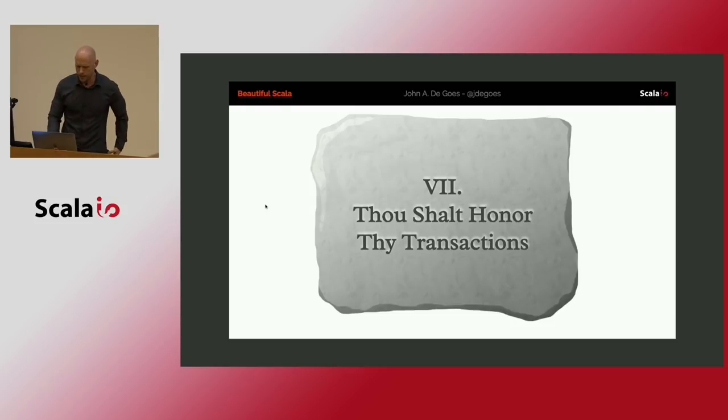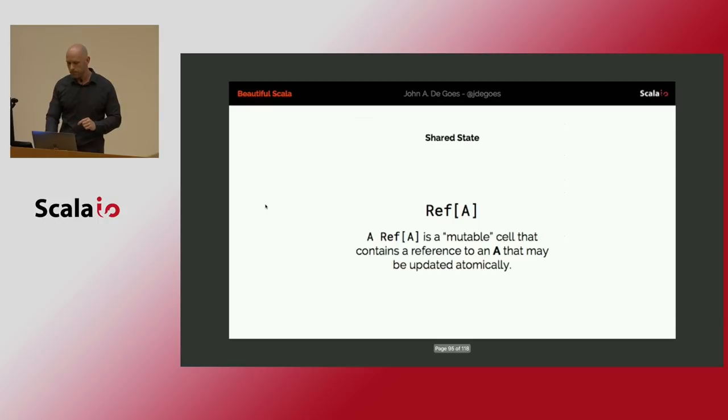Thou shalt honor thy transactions. So in modern applications, especially Java applications, there's so much mutable state and different threads are trying to update it at the same time. And what we really need is the ability to update that mutable shared state atomically. And so in Java, it's very common to use things like locks. And so you have lots of locks everywhere, and that leads to deadlocks and slow performance and blocking code.